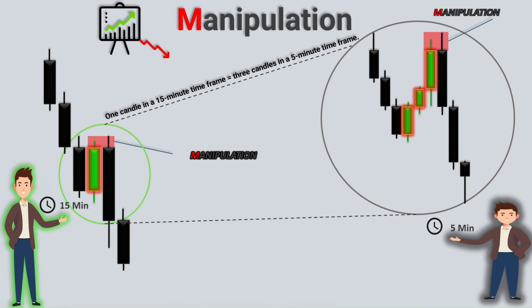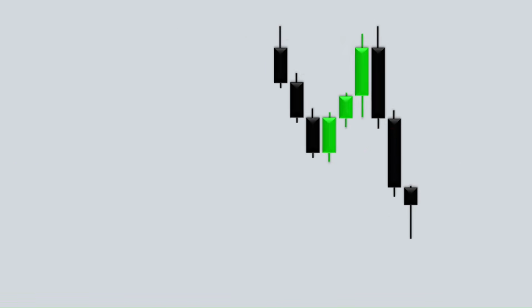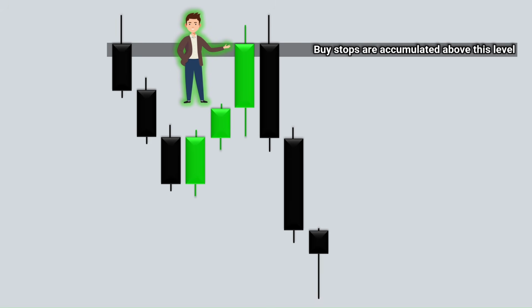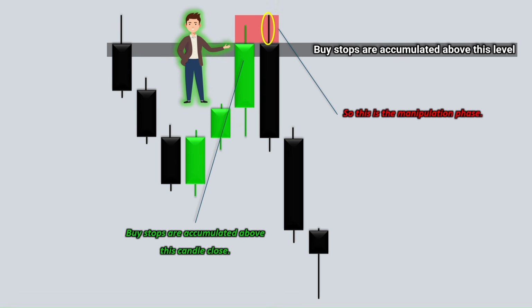Here's an example. To trap smaller traders, a market maker might push the price higher in the continuation. Here we can observe it as this wick. This move activates the long orders that have been building above this candle's close. But here's the catch. This action leaves many traders stuck on the wrong side of the market. By spotting this manipulation early, you can avoid being trapped and take smarter positions instead.